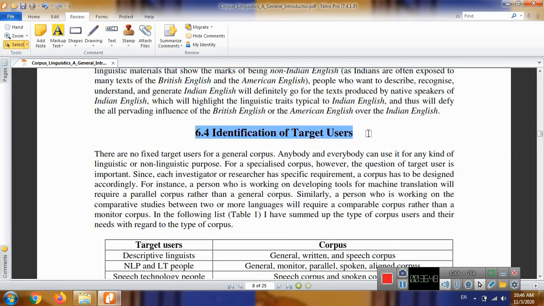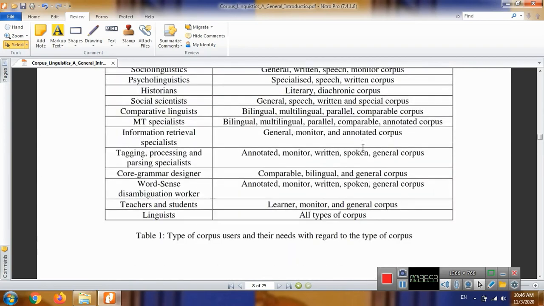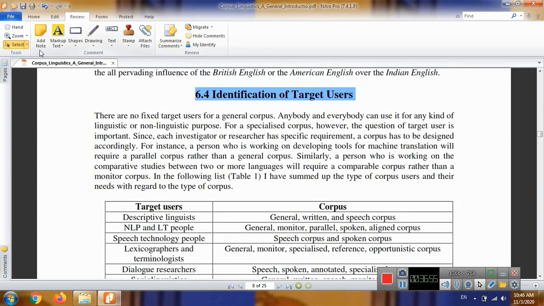Another matter is identification of target users. All of these titles are important, and I highlight them, this title too, because this is important and you should know their features.